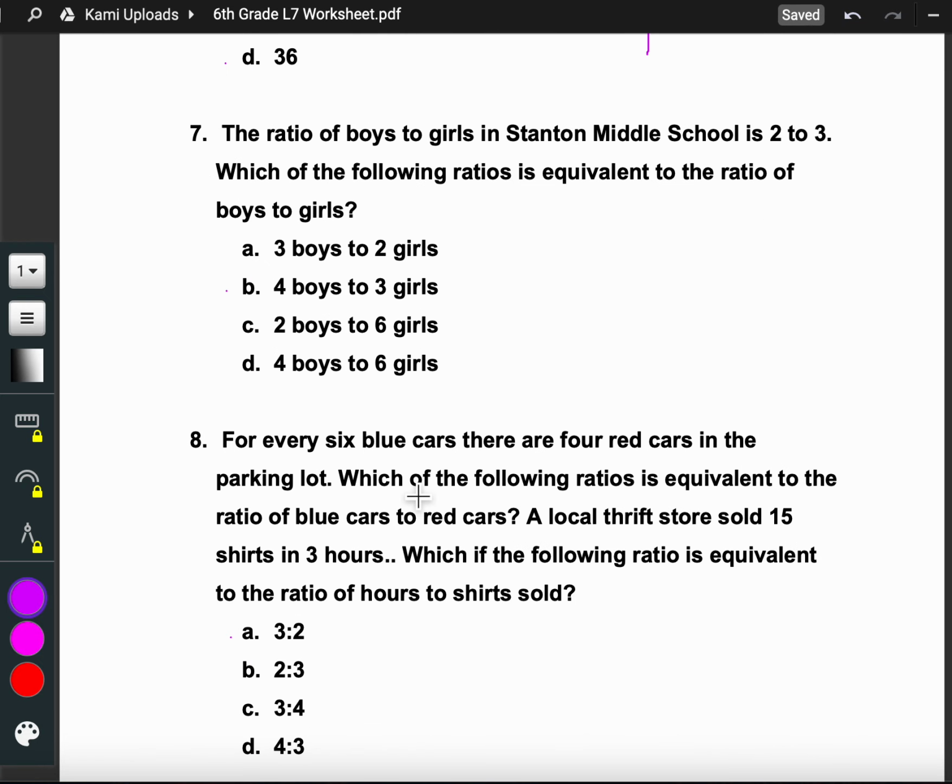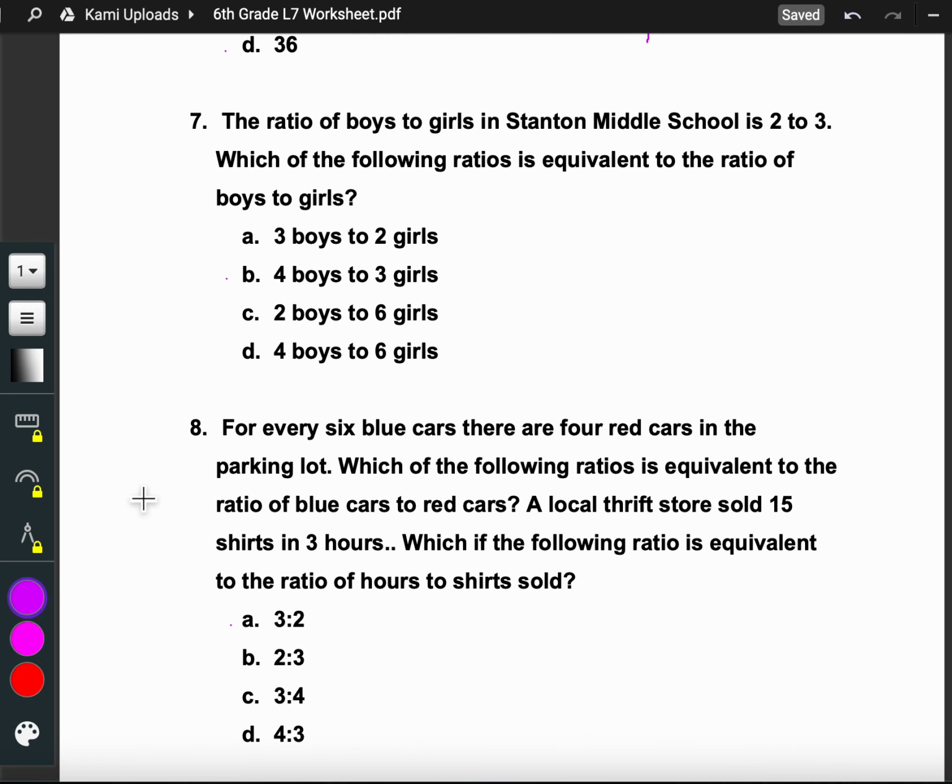Okay, and let's go back to this page and try number 8, because this is similar. So for every 6 blue cars, there are 4 red cars in the parking lot. Which of the following ratios is equivalent to the ratio of blue cars to red cars? So 6 cars to 4 cars. And it says a local thrift store sold 15 shirts in 3 hours. Which of the following ratios is equivalent to that as well? So 15 to 3. So let's work on the first one. Both of them are divisible by 2. So this should be 3 to 2.